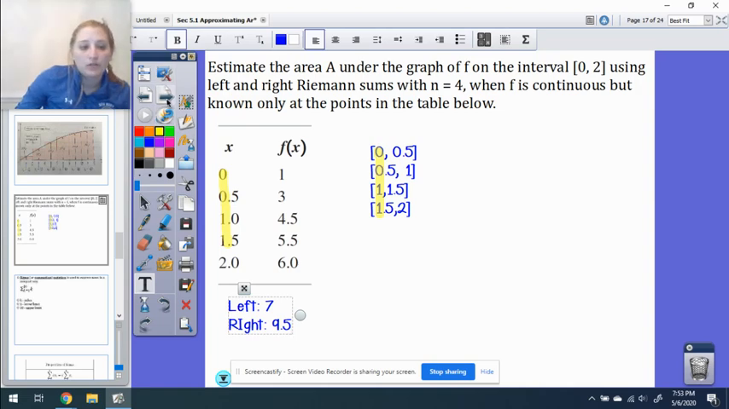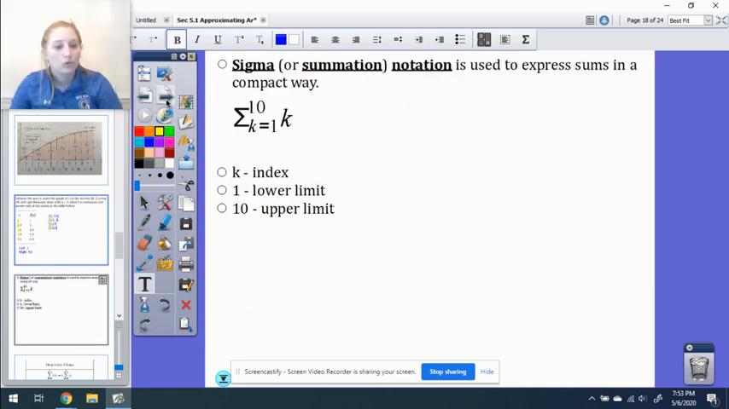So it's a little tedious and cumbersome to write these out. So what we can do is use sigma or summation notation. So your K is going to be your index. And in this case, the lower limit is 1. That's where we start. The upper limit is 10.